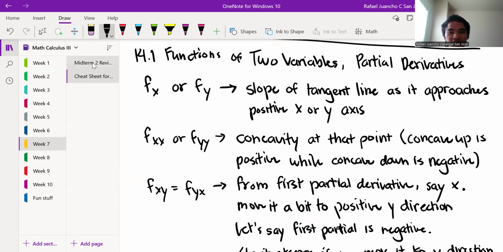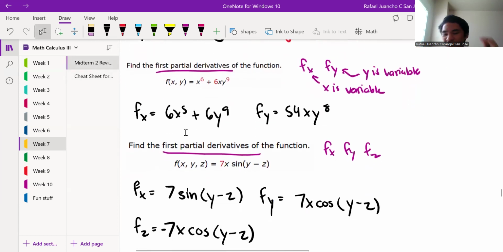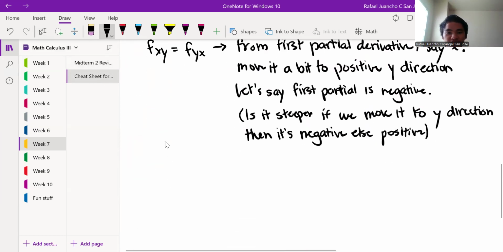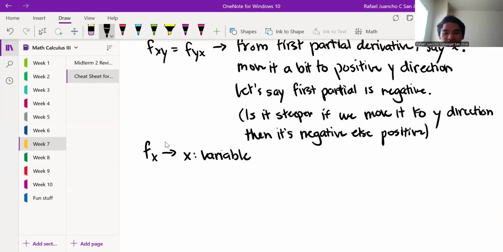Yeah, so that's the first idea of functions of two variables. And even for contour plots, it's really simple. What else can we say? When we see something like f sub x, x is the variable, assuming we have x and y. Y is the constant, right? Nice and easy. If we have f sub y, well then x is the constant.